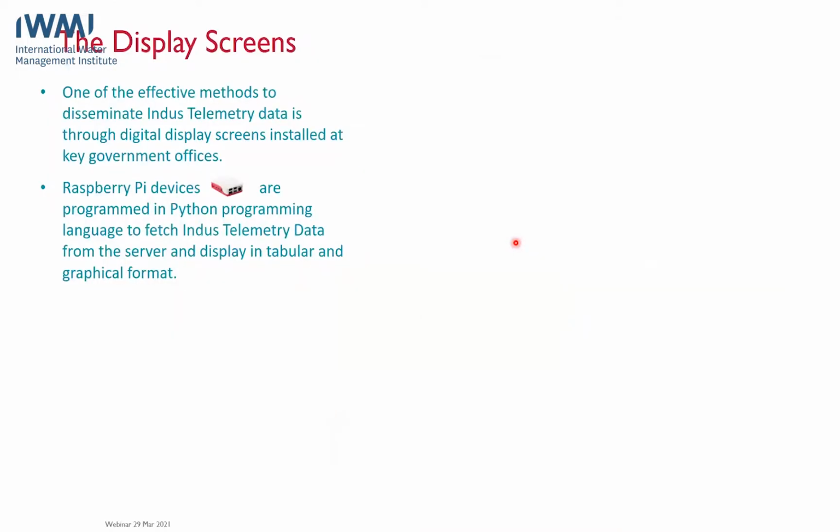The display screens are a very effective method, and we have found that our partners and stakeholders showed very keen interest in these digital display screens as a good mode of disseminating the data. How do these screens work? We use small devices, small computers called Raspberry Pi devices. We program these devices in Python so that we can fetch data from our servers, and the data is displayed in tabular form and also in nice graphical formats.